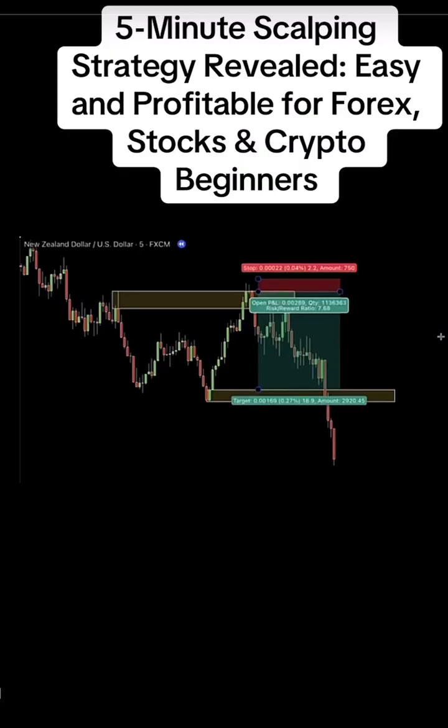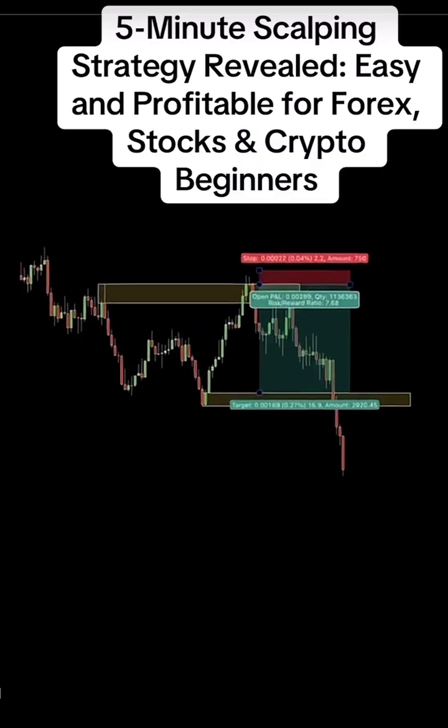Here's what you need to understand. Trading is a marathon, not a sprint. You're not here to win every single trade. You're here to play the long game. If you respect the conditions of a high probability trade and you stick to a solid 3 to 1 reward to risk ratio, you don't need to win every trade to be profitable.